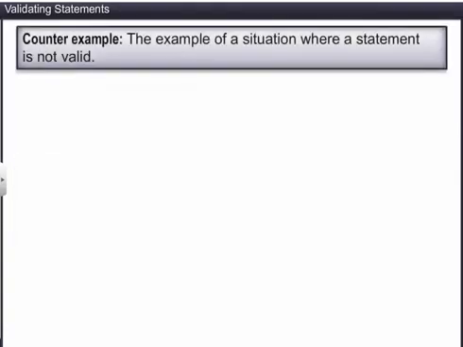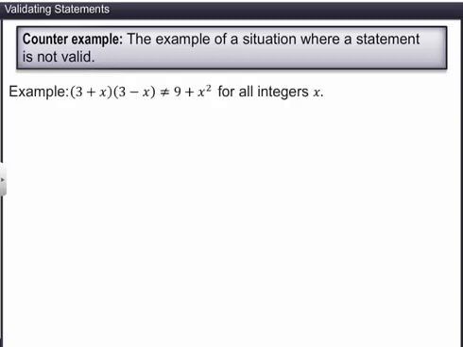We cannot prove that a statement is false by the methods that we have discussed earlier. In such cases, the counterexample method is used to prove a statement. In this method, we take the example of a situation where the statement is not valid. Such examples are called counterexamples. (3 plus x) multiplied by (3 minus x) is not equal to 9 plus x squared for all integer x. This can be proved by taking a counterexample.